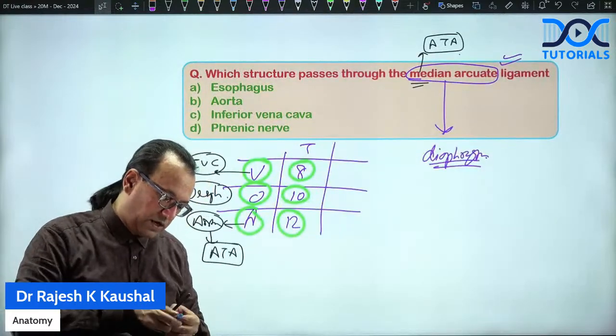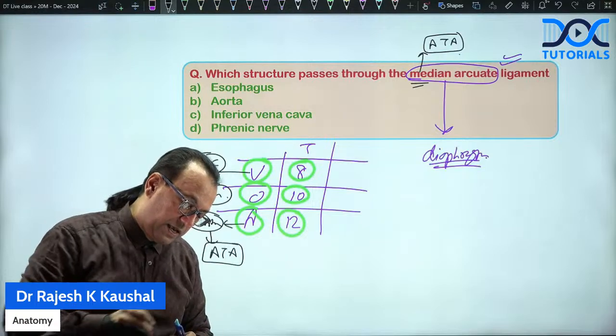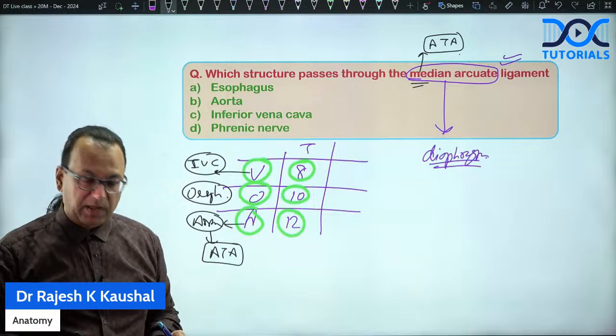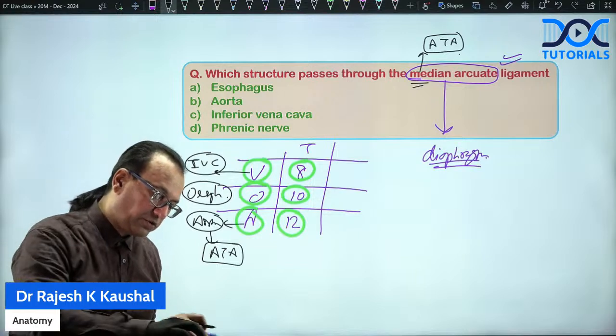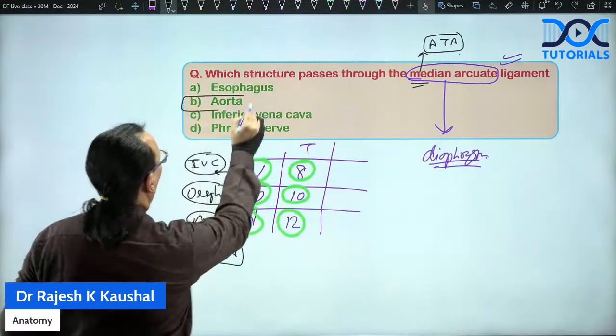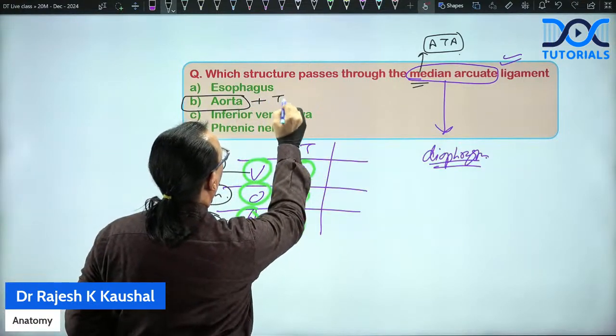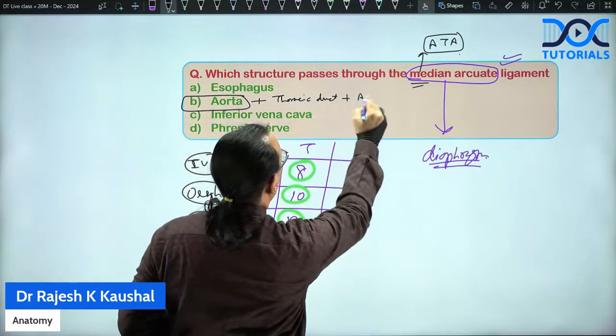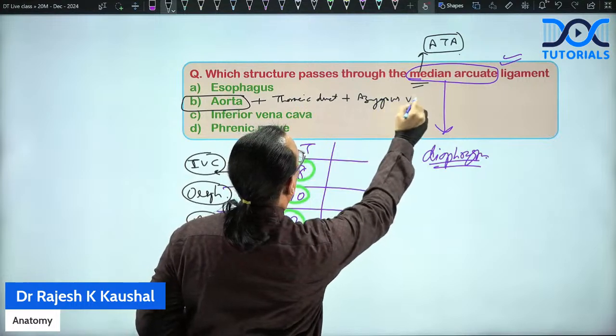What do you think is your answer? As you see, which structure passing through median arcuate ligament, T12 vertebra, ATA structure. So if you say ATA structure, then your answer is aorta. Not only aorta, but you will have thoracic duct, and along with thoracic duct, you will also have the azygous vein. So they are all passing there.